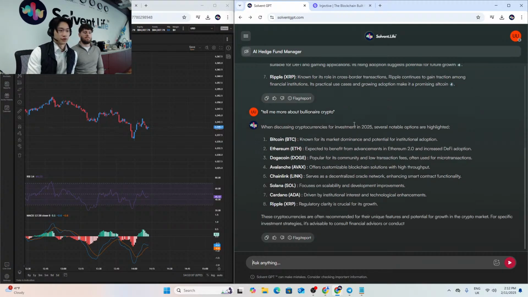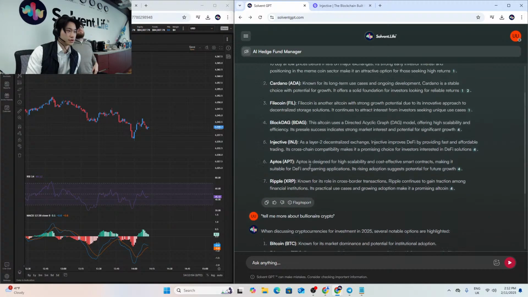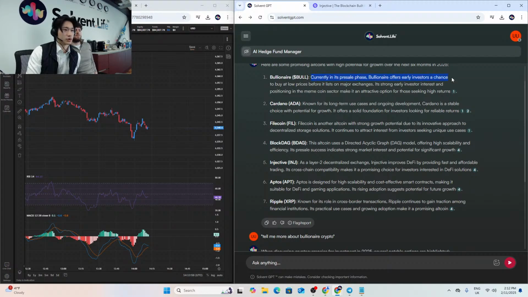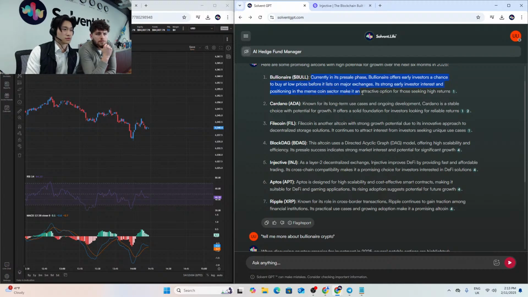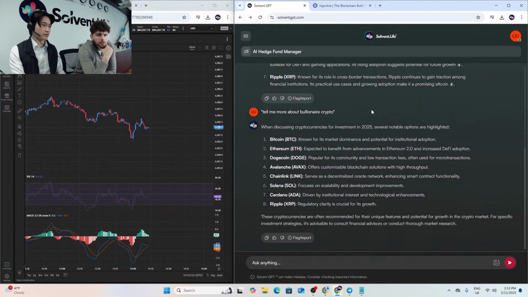But if you're a little bit more speculative, you want to see something to believe it, then you can go onto their website and have a look for yourself. There's a few here, it looks like. Okay, what does it say about Billionaire? Offers early investors a chance to buy at low price. It's a meme coin, right? So they probably don't have a website at the moment.